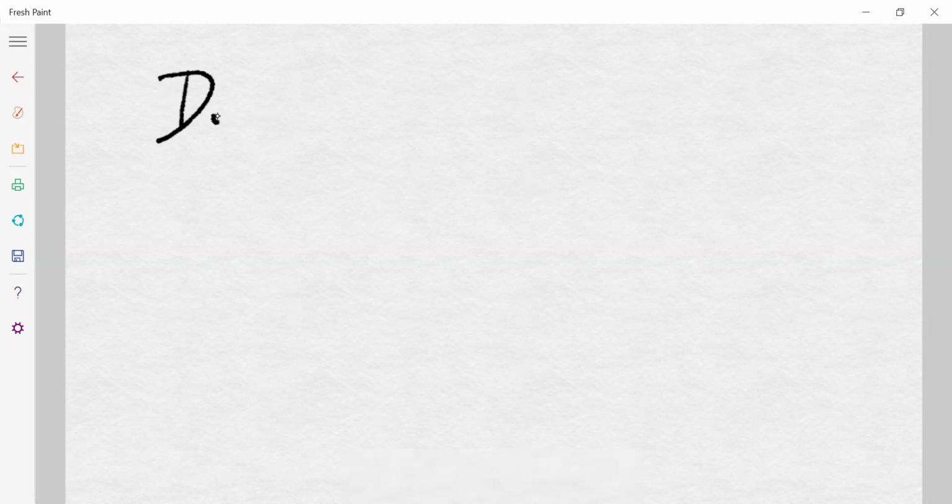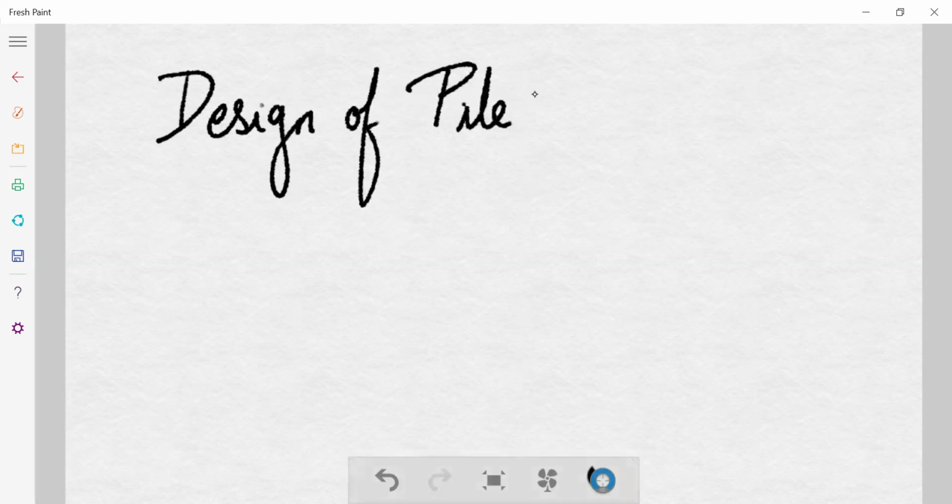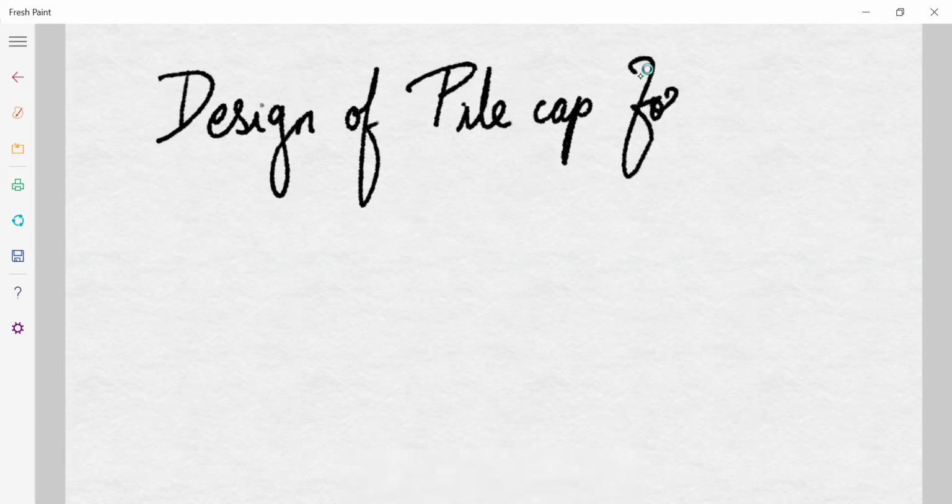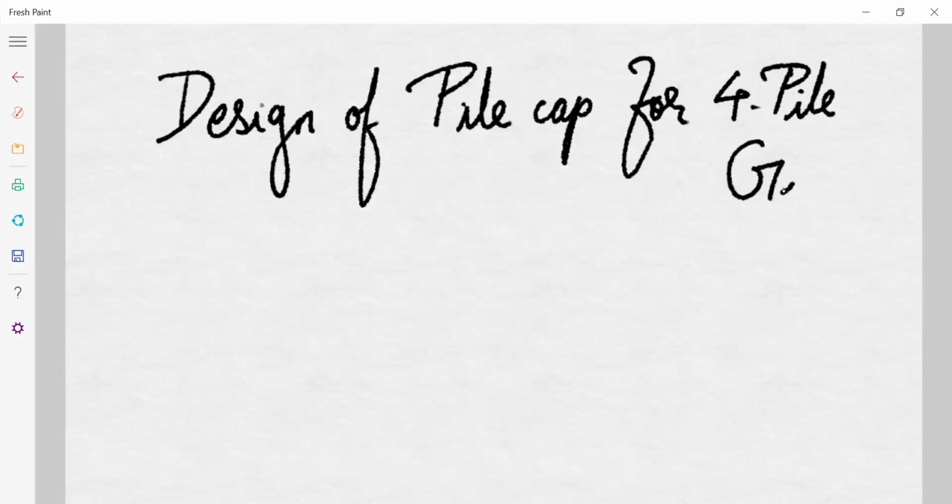Hello everyone. Today we'll do a numerical on design of a pile cap for four pile group. So let me just write the name. Design of pile cap for four pile group.